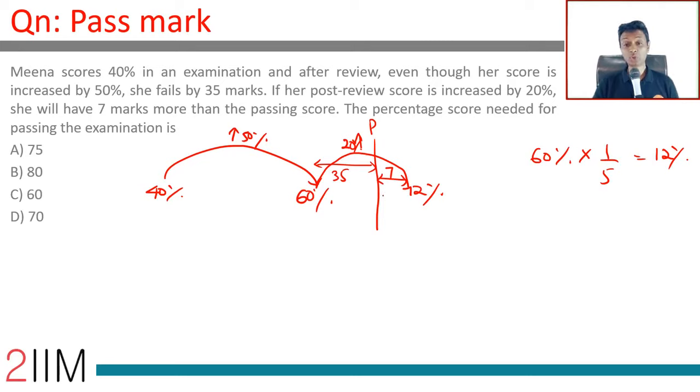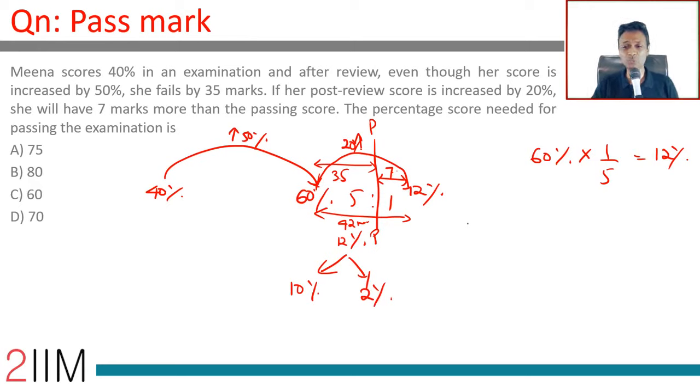The percentage score needed for passing the exam. So what is this pass mark? What is the percentage required for that? 60% to 72%. This distance is 42 marks, which is 12%. Right? So with this, we can find how much each percentage stands for. We don't even have to do that. We know that this ratio is 5:1. So 60% to 72%, the difference 12% can be broken as 10% and 2%.